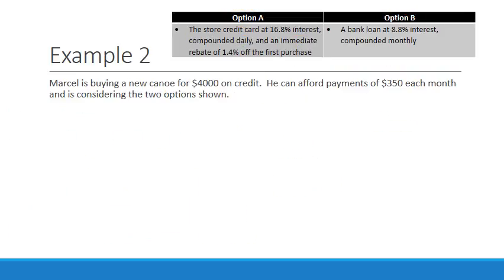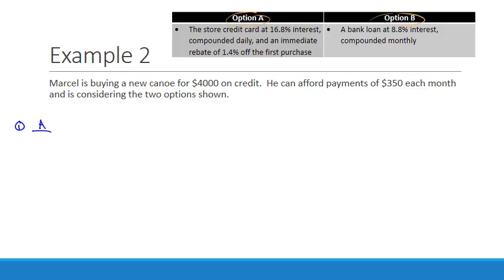All right, example 2. Marcel is buying a new canoe for $4,000 on credit. He can afford payments of $350 each month and is considering the 2 options shown. Okay, so first of all, option A up here, option B. Now, it doesn't really say what to do here, but again, let's see what the best option is. So to see what the best option is, we actually have to calculate both scenarios.